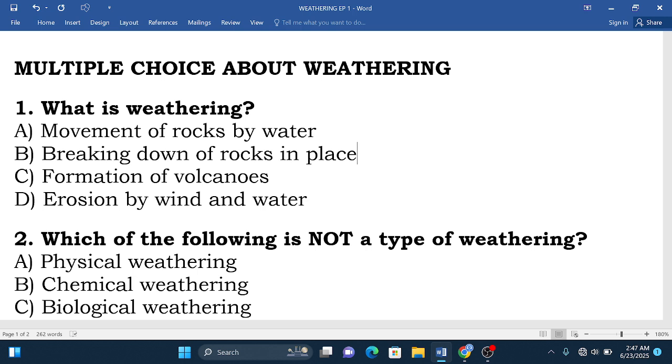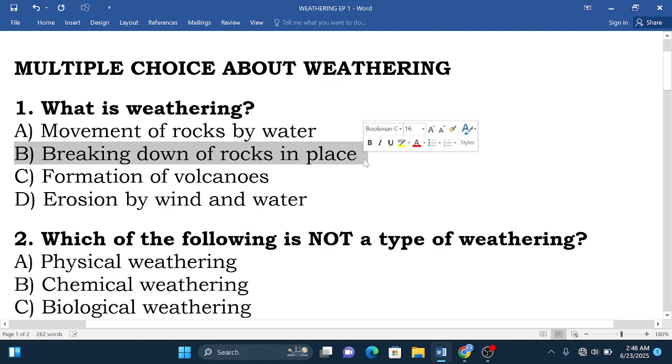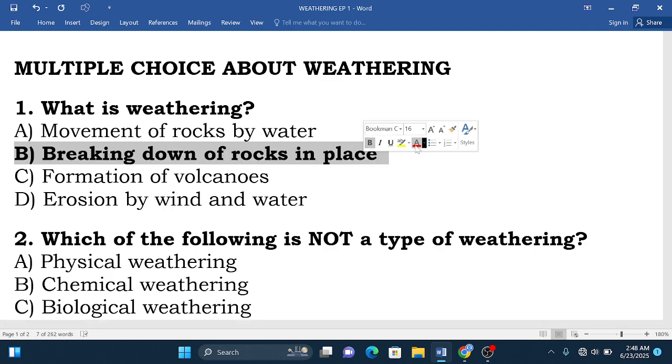Referring to the different meanings given, we are going to see which one corresponds to the meaning of the term weathering. A. The movement of rocks by water. B. Breaking down of rocks in a place. C. Formation of volcanoes. D. Erosion by wind and water. So the correct answer is B, breaking down of rocks in place.